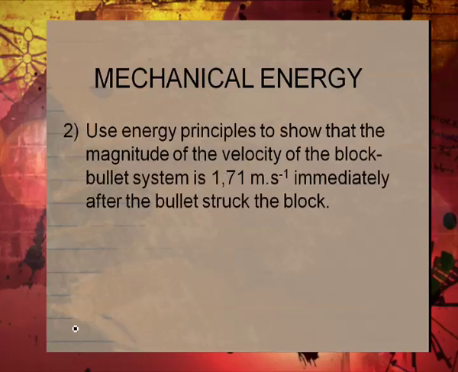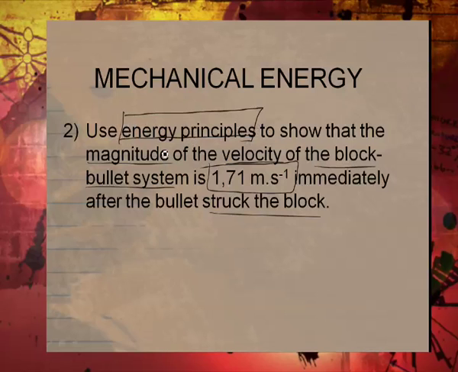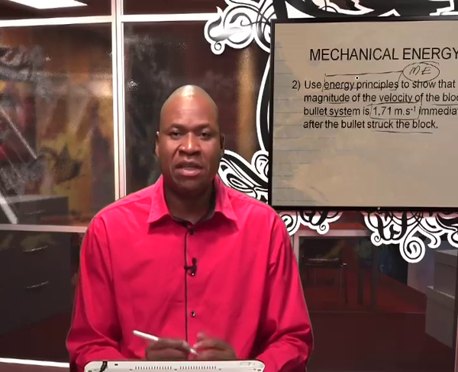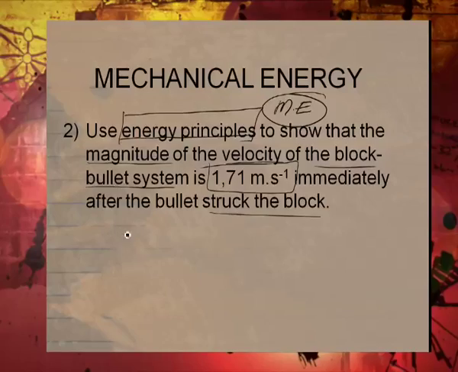Use energy principles to show that the magnitude of the velocity of the block-bullet system is 1.71 meters per second immediately after the bullet struck the block. And how do we do that? Then you make use of an energy principle, and the energy principle here that is going to help us is that of mechanical energy, that the mechanical energy in an isolated system is conserved. It remains the same in magnitude. So how do we then answer this question?